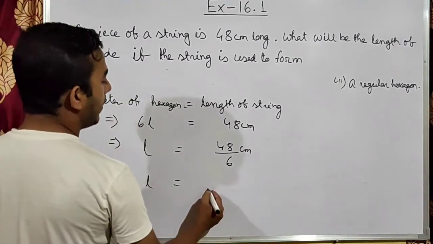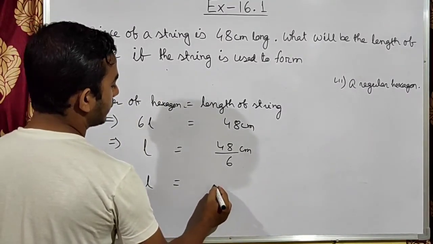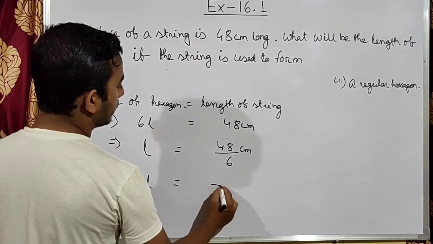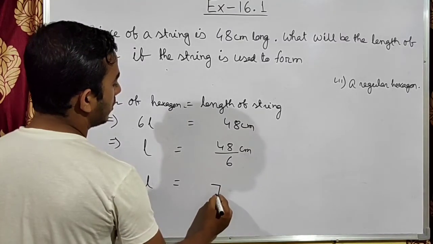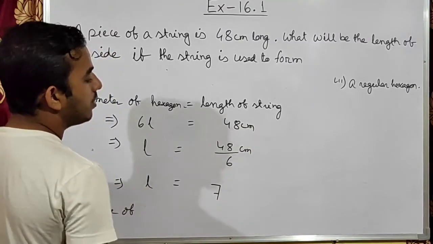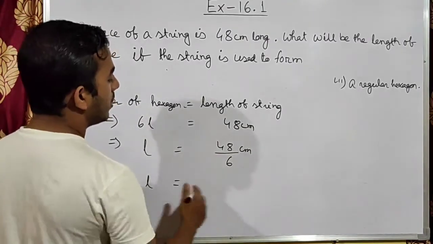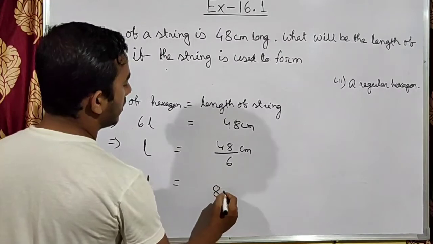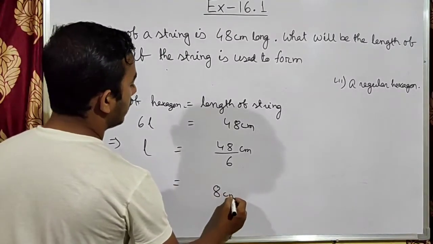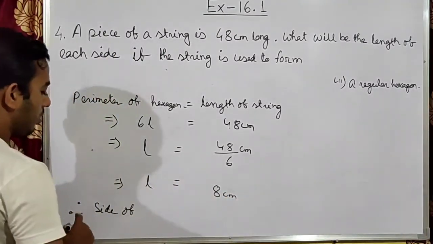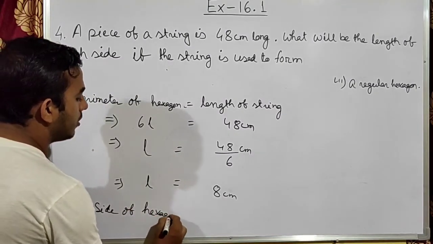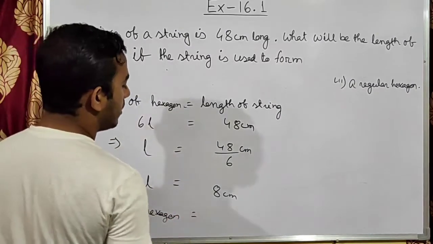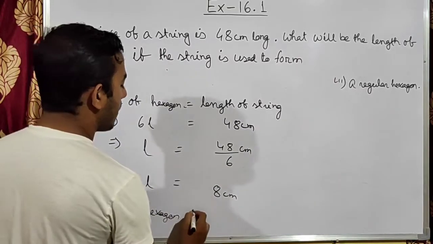Now 48 upon 6 is what? 6 into 8, sorry, 6 into 8 is 48. Clear? So it is 8 centimeter. So we'll write therefore side of hexagon is 8 centimeter.